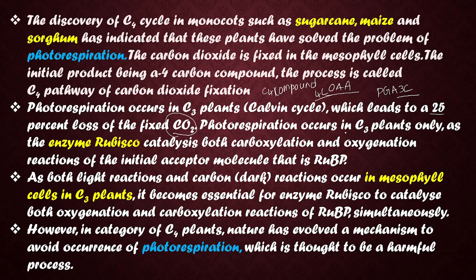Photorespiration occurs in C3 plants because the enzyme Rubisco catalyzes both carboxylation and oxygenation. It catalyzes both reactions, the carboxylation reaction and the oxygenation reaction, on the initial acceptor molecule, that is RuBP. In C3 plants, RuBP is the initial acceptor.